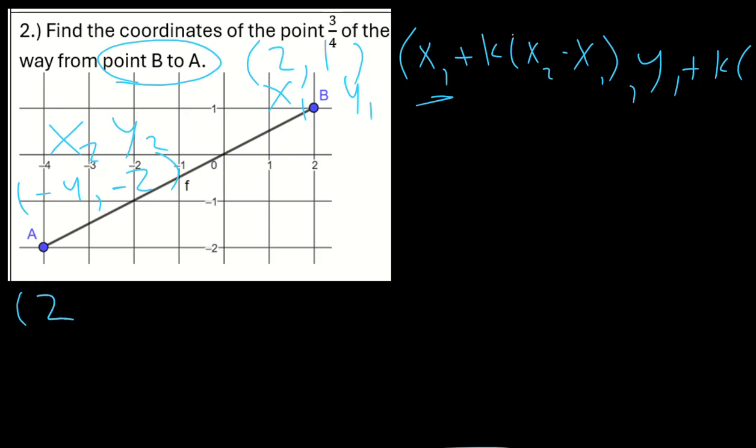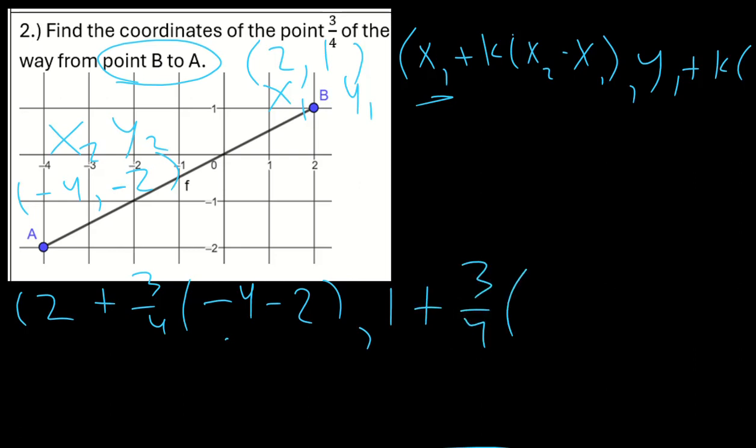Okay, so what's our x1 value? x1 is going to be 2 plus, well, I know that we're looking for the point that is 3/4 of the way from our x2 value, negative 4 minus our x1 value, 2, close parentheses. And here, notice that I can go ahead and start simplifying this. Let's write out our y side first. So for our y side, we have our y1 value, 1 plus our scale factor, 3/4, parentheses, and we have our y2 value, which will be negative 2 minus y1, which is 1.